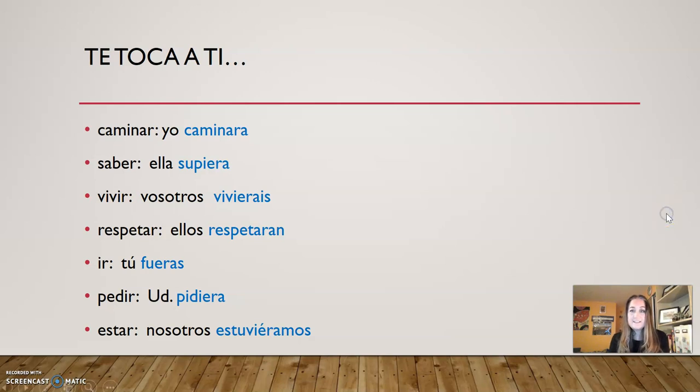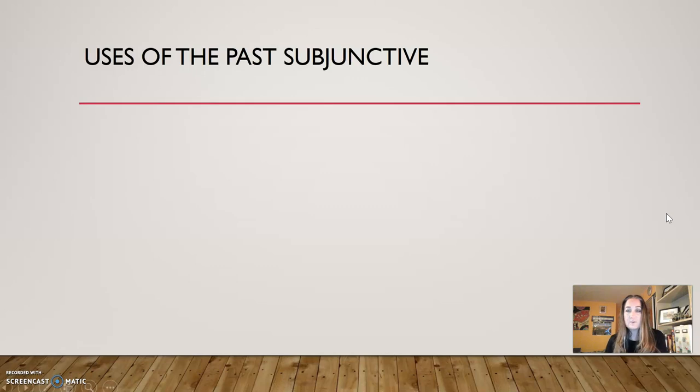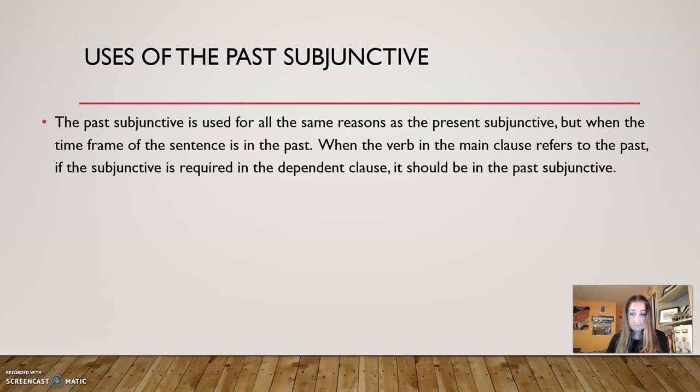Okay, let's now take a look at when and why we would use this verb tense. Uses of the past subjunctive. The past subjunctive is used for all the same reasons as the present subjunctive, but when the time frame of the sentence is in the past. So, when the verb in the main clause, or the independent clause, refers to the past, if the subjunctive is required in the other clause, then it should be in the past subjunctive.